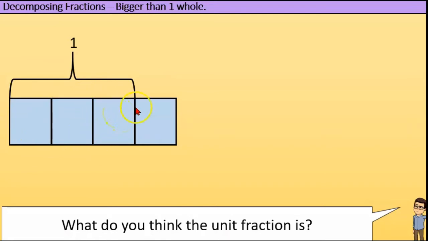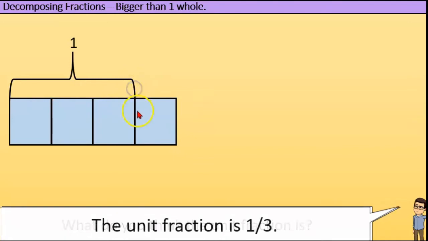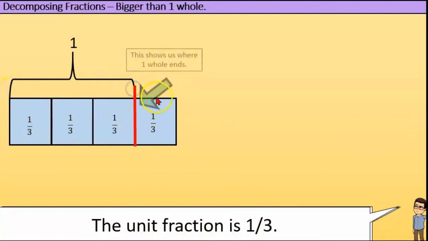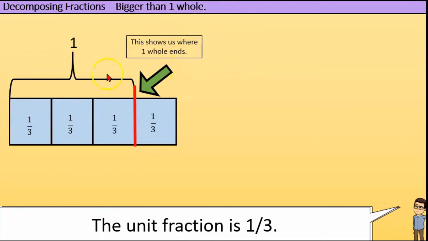You might be thinking, well, there's 4 boxes, so each one is 1/4. But remember, when we talk about fractions, we deal with the whole. So actually, the unit fraction is 1/3, because this line right here shows me where 1 whole ends. So I do all my measurements based on that. So this is 1/3, this is 1/3, this is 1/3, and this, even though it's outside that 1, it's still 1/3.